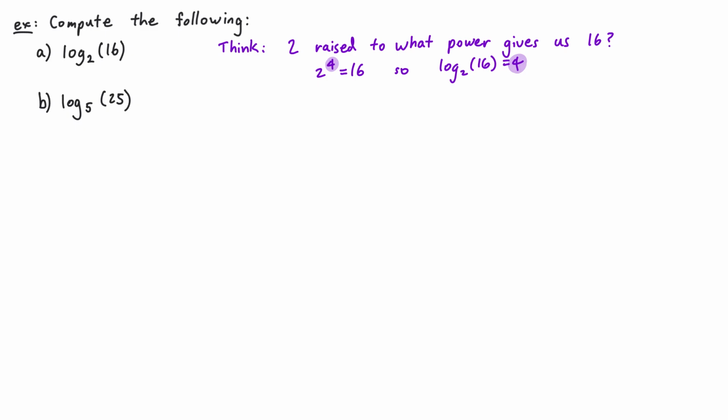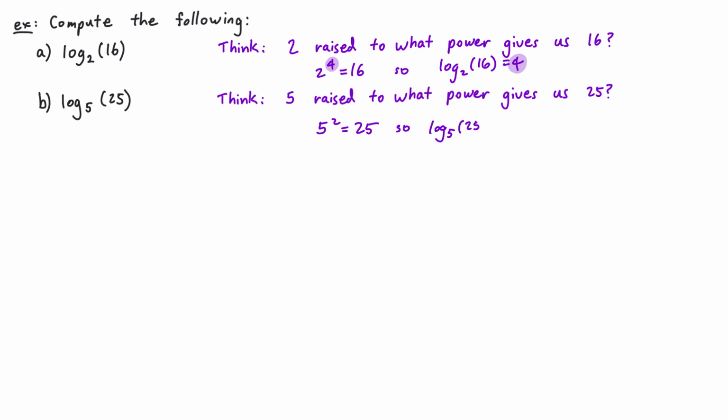In example B, we have log with base 5 of the number 25. To compute this logarithm, we want to think to ourselves: 5, the base, raised to what power gives us 25, the number that we're taking the logarithm of? Well, we know that 5 to the second power is equal to 25, so the logarithm with base 5 of 25 is that exponent, 2. The exponent that we raise 5 to get 25 is our answer to the logarithm.